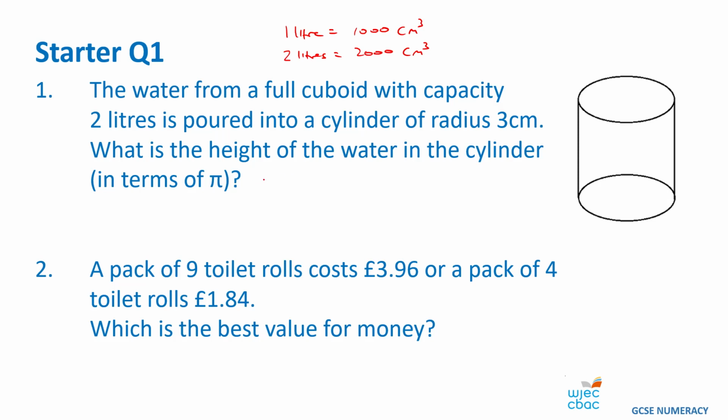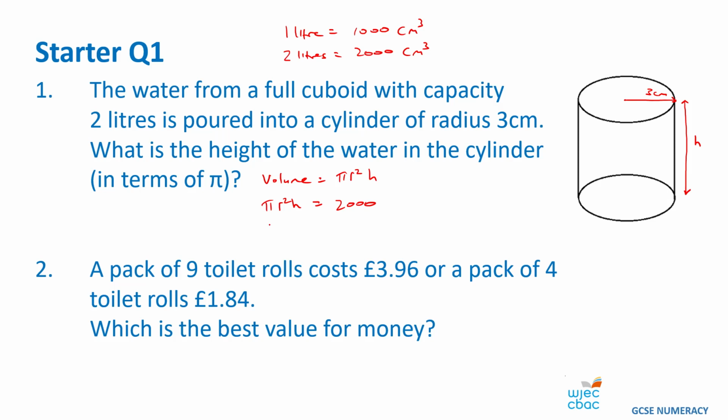Now, we know the volume of a cylinder. In this case, it's got a radius of 3 centimetres, and we're looking for the height. Let's just draw it in. It might not be full, but we know it's up to 2 litres. So the volume of a cylinder is the area of the front face, pi r squared, times the height, h. Now we know that the volume, pi r squared h, is equal to 2000, because that's how much is being poured into the cylinder.